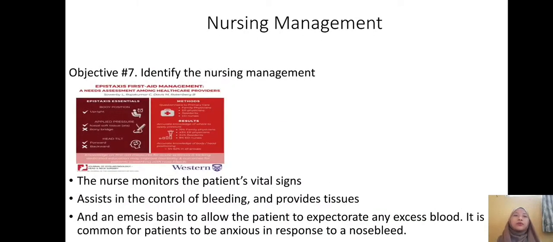And the nursing management. For nursing management, objective number 7, identify the nursing management. So, instruct the patient to avoid exerting herself, forcefully blowing her nose, or bending over. She should also avoid alcoholic beverages and smoking for 5 to 7 days, and tell her to apply water-soluble ointment to her lips and nostrils while packing is in place, and to use a cool mist room humidifier.